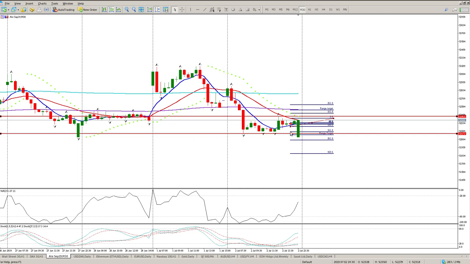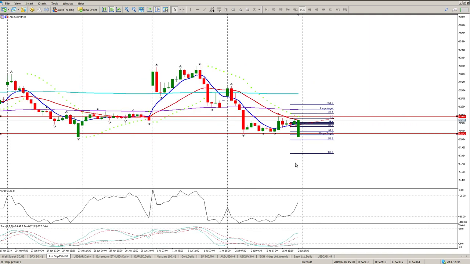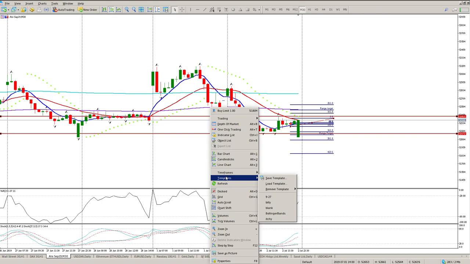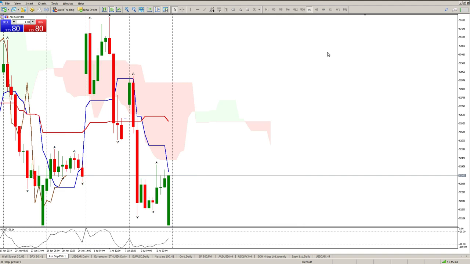Until then, I'm still looking for a long. So I'm anticipating that this level holds and gives me an opportunity to be long. Tight stop, because if I'm wrong, I want to be able to switch quickly and trade this into the downside. Okay, so anyway, that's kind of my view at the moment. And I think before we close down, let's just see what the ichimoku is telling us. We want to be on the higher time frames here.